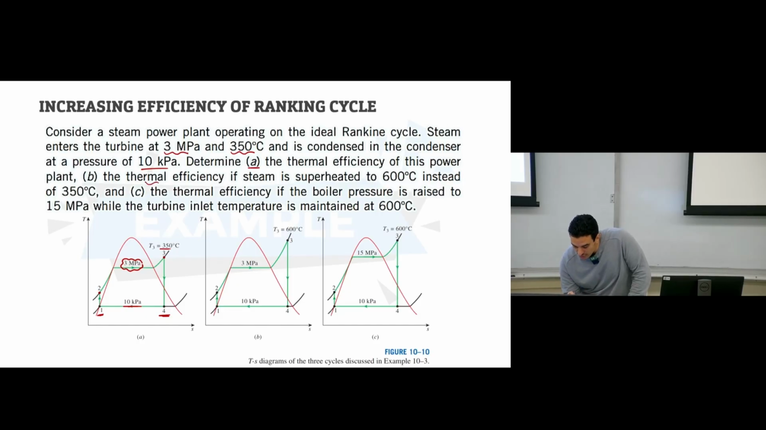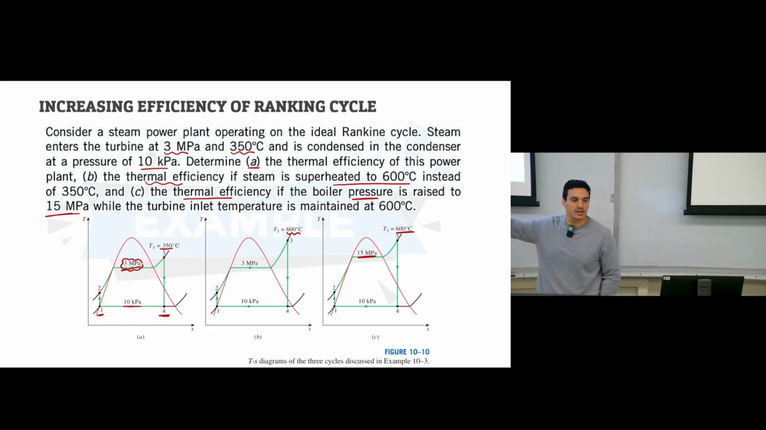Second requirement, we need to calculate the thermal efficiency if the steam is superheated to 600 degrees Celsius. So point number 3 at 350, instead of 350, we will increase the temperature to 600. So how will the thermal efficiency change? Third requirement, how will the thermal efficiency change if the boiler pressure is raised to 15 megapascal. So if the boiler pressure here, instead of 3 megapascal, is 15 megapascal, while the inlet temperature here remains at 600. So here he's just trying to describe different scenarios.